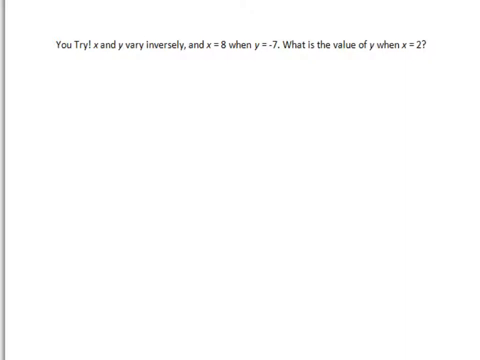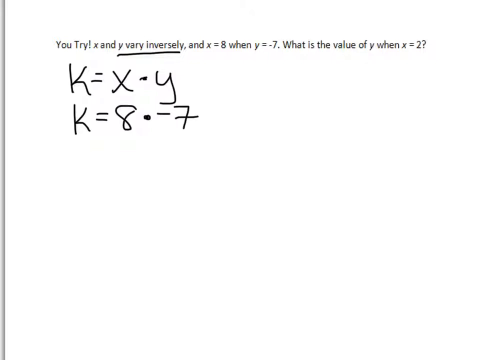So again, our key phrase here was vary inversely. So we know that to find k, we're going to multiply x times y, which in this case would be 8 times negative 7. Hopefully you caught that negative next to the 7. Well, 8 times negative 7 should have given you negative 56. So that's step 1. But the question doesn't actually ask us what k is, it asks us what y is.